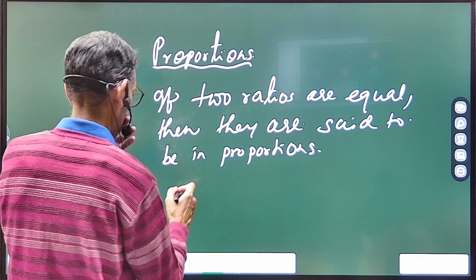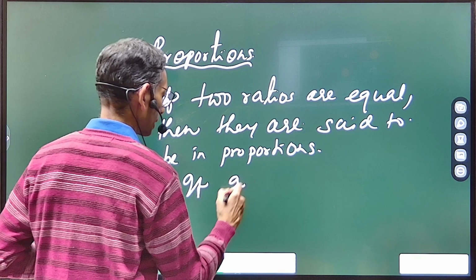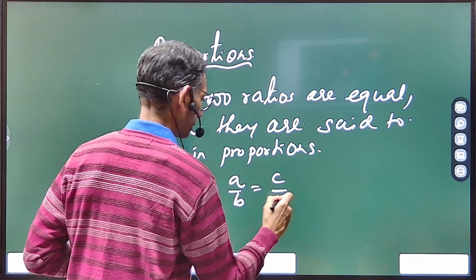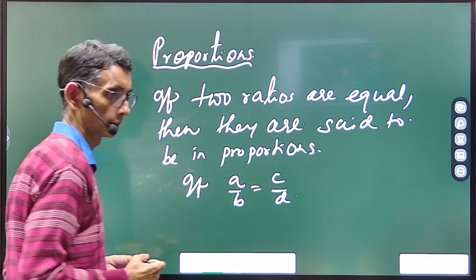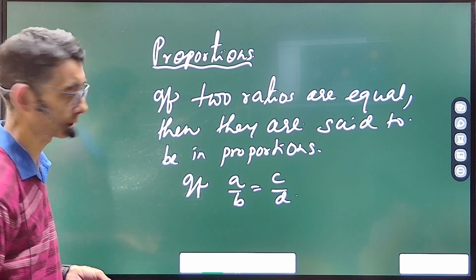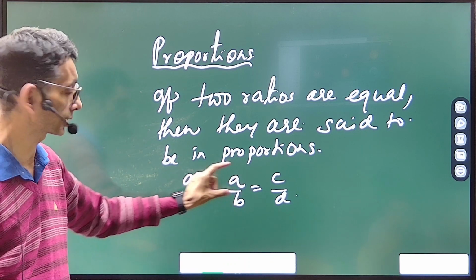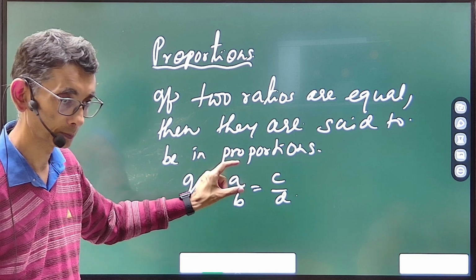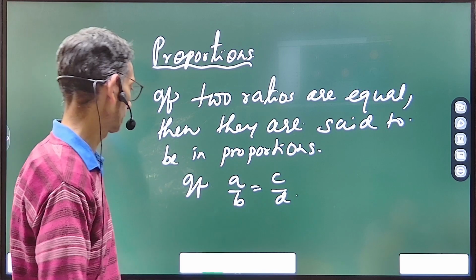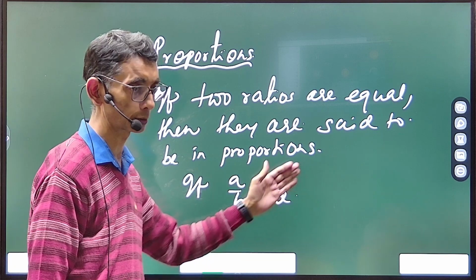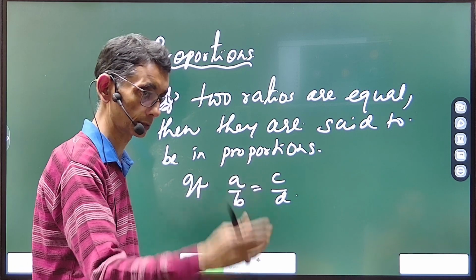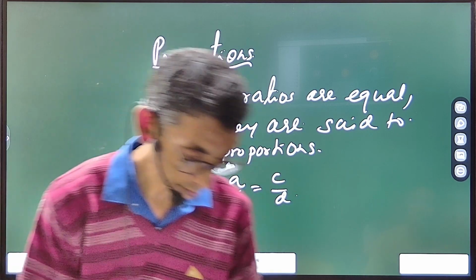Say if A by B is equal to C by D, then A, B, C, D are in proportion, right? Or it could be more than that, right? A by B is equal to C by D is equal to E by F. We can continue like this.